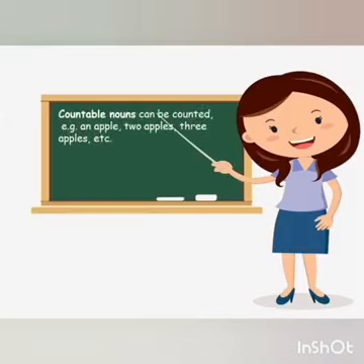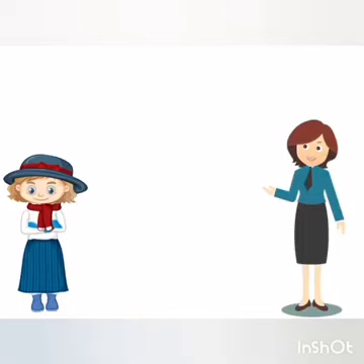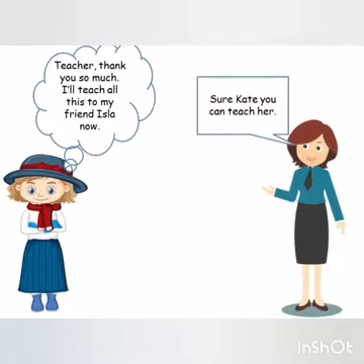Countable nouns can be counted. Example, an apple, 2 apples, 3 apples. Whereas uncountable nouns cannot be counted. Example, air, rice, water. Teacher, thank you so much. I'll teach all this to my friend Isla now. Sure, Kate, you can teach her.